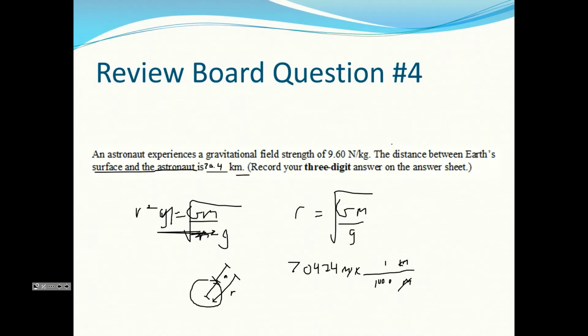Okay, be careful. Make sure you know what it's asking. Whenever you find R, you should always check: is it altitude or is it actually asking for R?